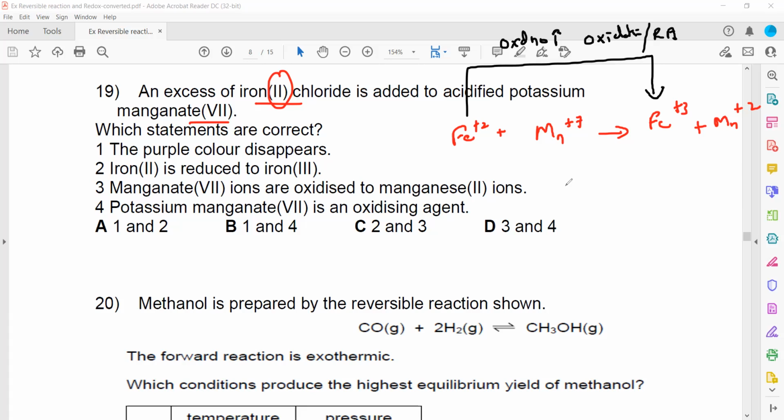When Mn is plus 7, it turns into Mn plus 2. So here the oxidation number decreases. If the oxidation number decreases, we call this change reduction. And whenever reduction happens for a substance, we call that an oxidizing agent. What about the color? The color you have to learn is that Mn plus 7 is purple in color, and Mn plus 2 is colorless.